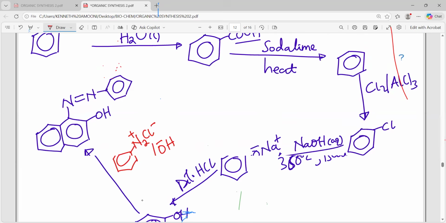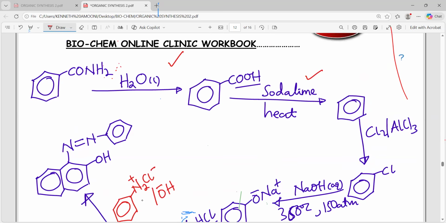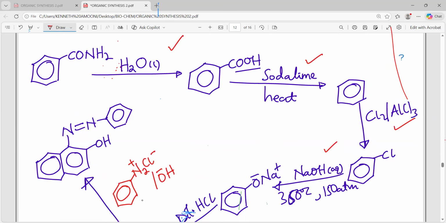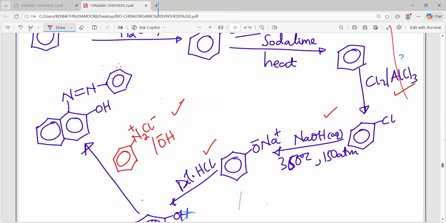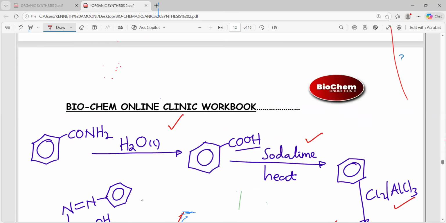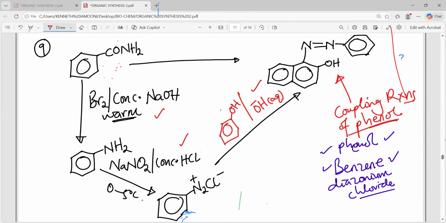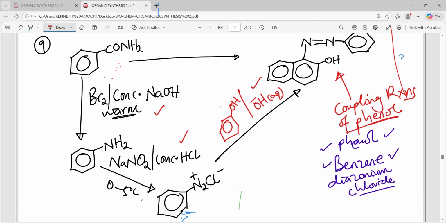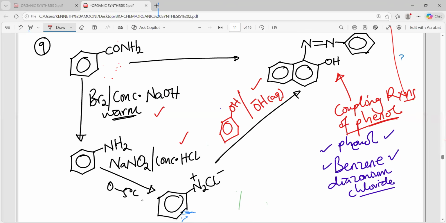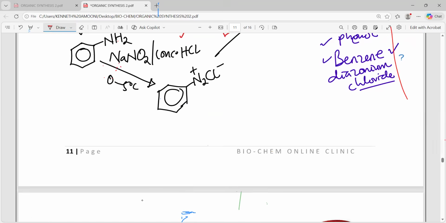But these steps are how many? 1, 2, 3, 4, 5, 6. The steps are 6. But the other one was just giving us the same reaction in only 3 steps. So now the first one is more efficient compared to the second one. So in case you're having 2 ways to do it, you choose the way that gives you the least possible steps, and then you would form that compound. So that is number 9.